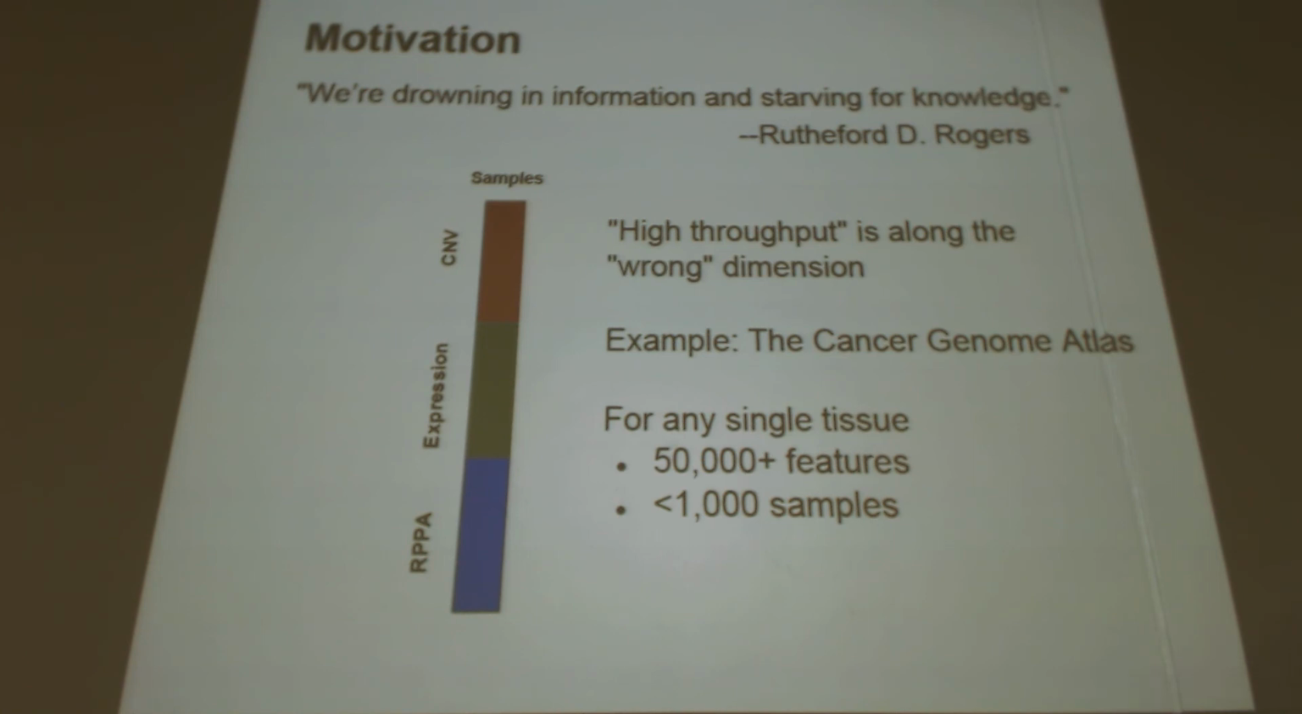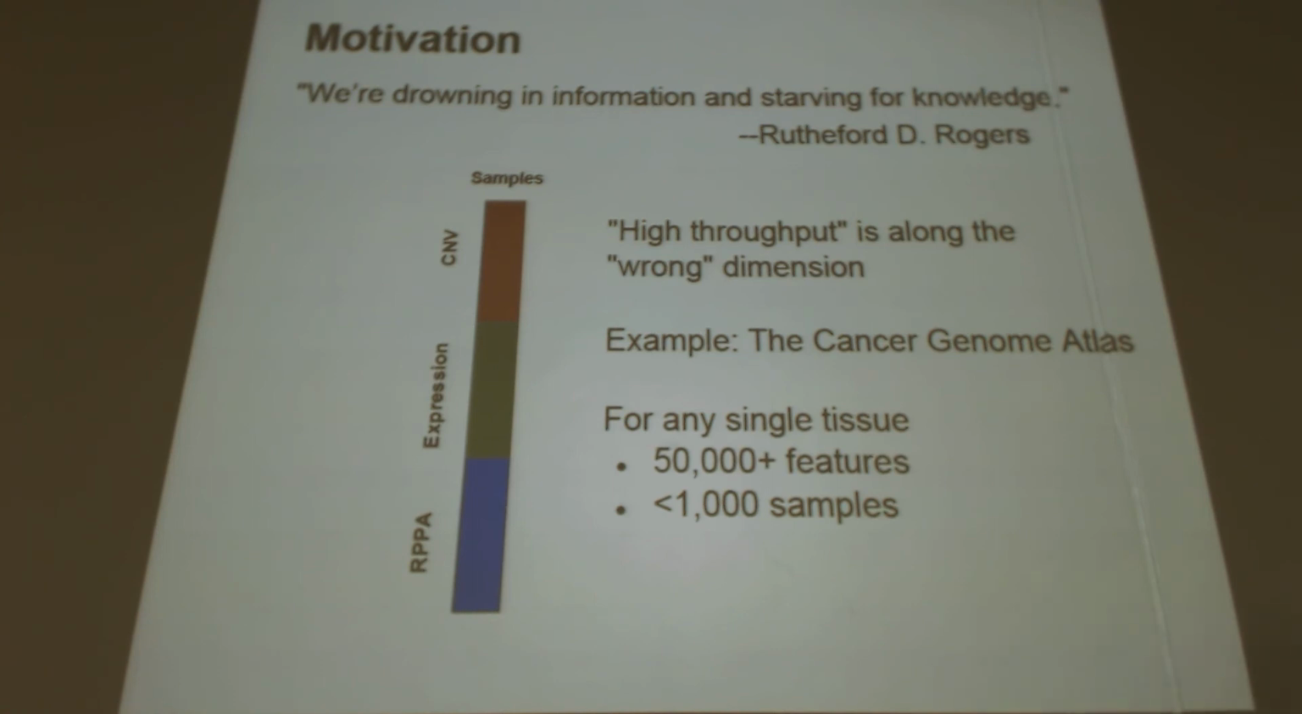Expression is how many copies you have at the RNA level. So the higher the expression, the more RNA you have. And then you can also have some protein activity information. So for any given sample, and there are 20,000 genes in the genome, you have 20,000 values at the DNA level, 20,000 values at the RNA level, 20,000 values at the protein level. There's some additional information. So you have tens of thousands of features, but only 800 samples in the best case.